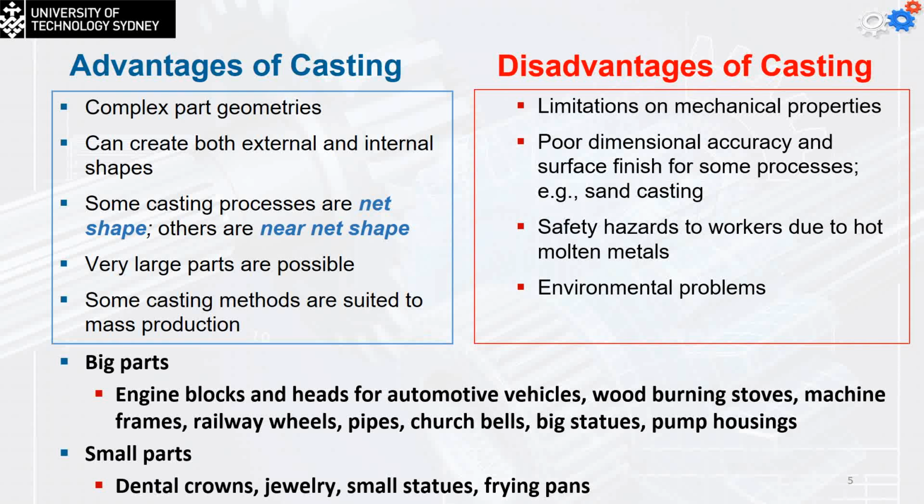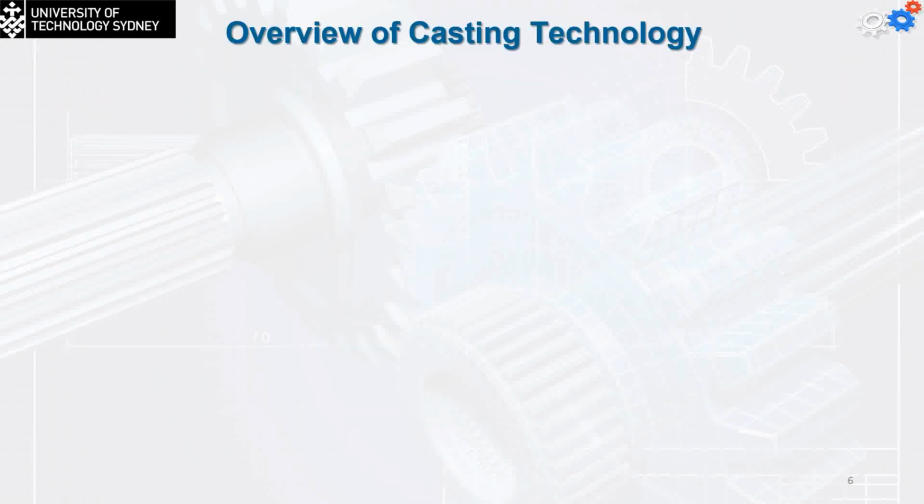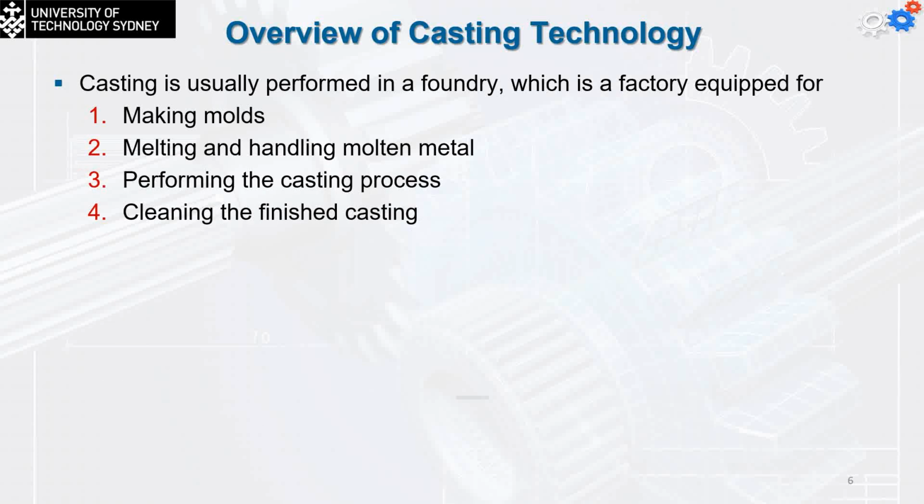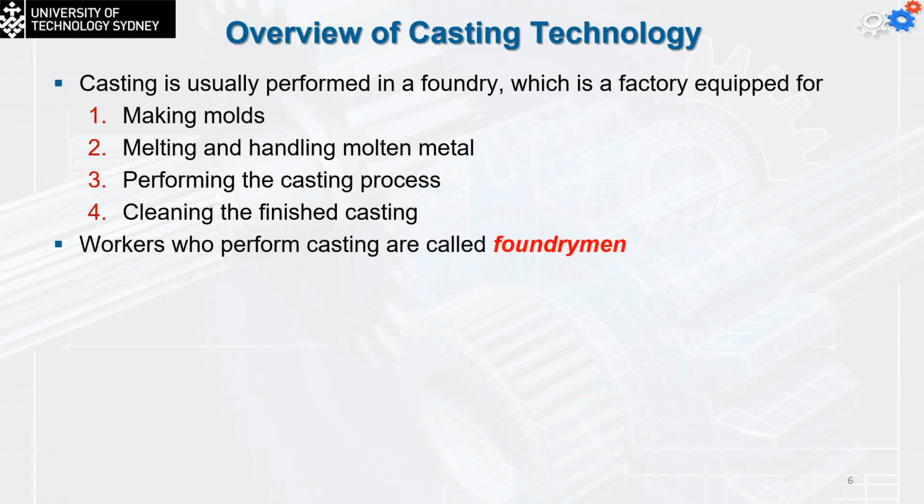Now, an overview of the technology. We said that if we would like to do casting, we have to do it in a foundry. The foundry is the place where they make the mold, melt the metal, pour it in the mold, solidify, and clean it. The person who works in the foundry is called a foundryman, so foundrymen are the people who work in the foundry.